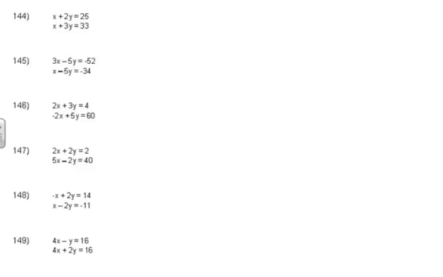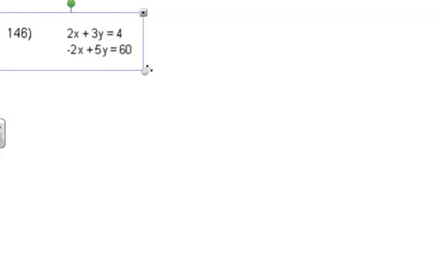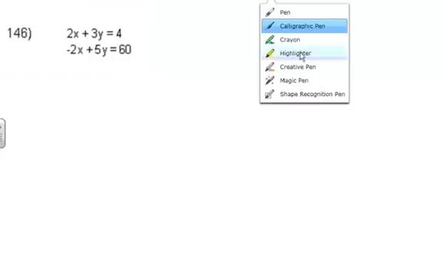Let's do 146. This takes practice because it's different than what you've ever done. Again, we would look for a variable by itself if we were doing substitution. I don't see one. So now we look for the elimination method, which means I'm looking for a coefficient in front of the x's or in front of the y's that are exactly the same or are opposites. Do you see any up there? Yes, right here, the 2 and the -2.